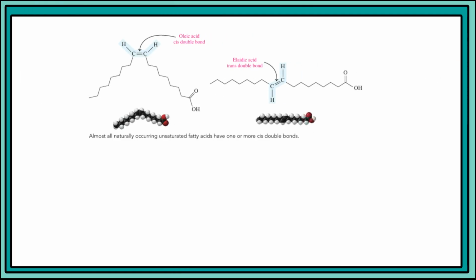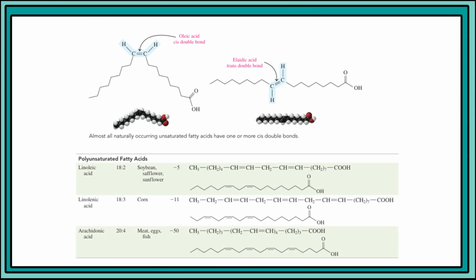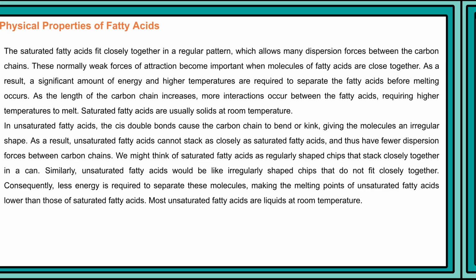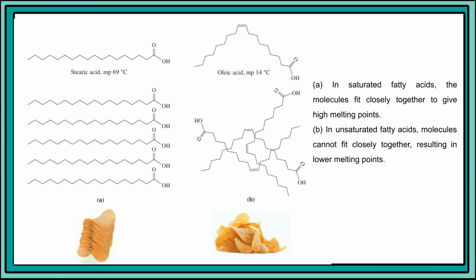This slide displays structures of polyunsaturated fatty acids like linoleic and arachidonic acid. These are essential fatty acids that must be obtained through our diet. The physical properties of fatty acids, such as their melting points, are determined by their structure. Saturated fatty acids stack neatly, leading to higher melting points, while unsaturated ones contain kinks that lower these points. This visual comparison demonstrates why saturated fatty acids, like stearic acid, are solid at room temperature, while unsaturated ones, like oleic acid, are typically liquid.